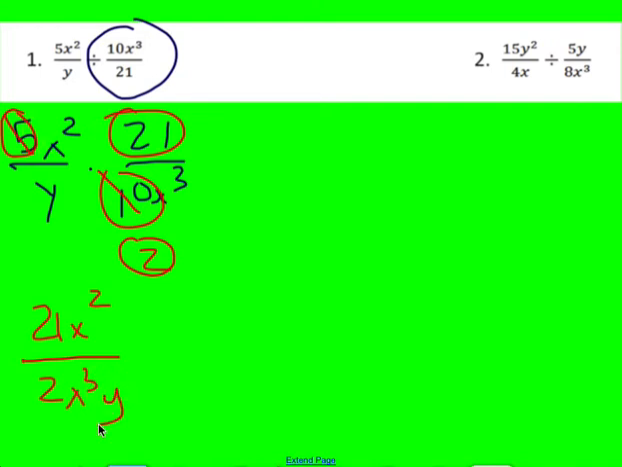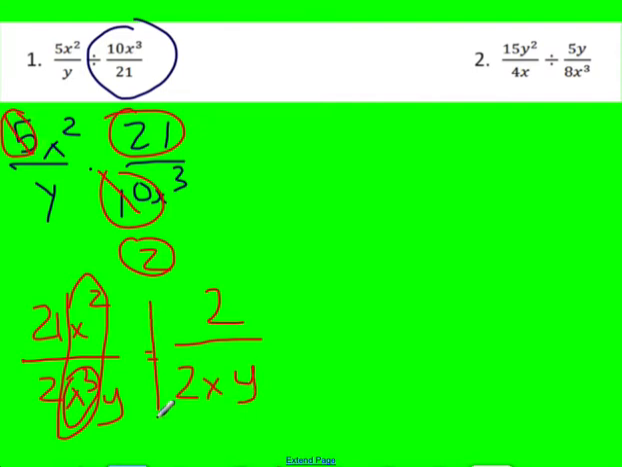Now I need to simplify this, and the only thing left to simplify is that x squared divided by x cubed. Now we're subtracting the exponents, and we're left with x to the first. Remember when we subtract exponents, wherever the larger exponent is, that's where our answer needs to reside. So x to the first needs to go on the bottom because x to the third is larger. So we have 2, then x to the first on the bottom, and then y. This is our simplified monomial.